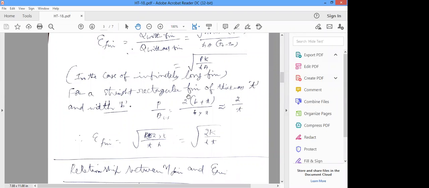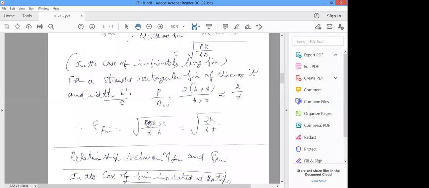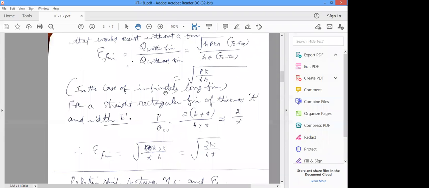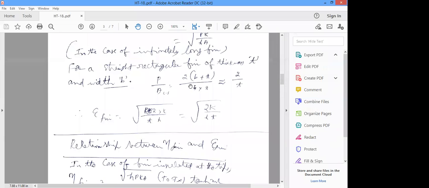For a straight rectangular fin of thickness t and width b, P by A, where A is the cross-sectional area, is equal to 2 into (b plus t) divided by b into t. Generally, if the thickness is very small compared to b, that is 2b by b into t, the b's get cancelled, approximately equal to perimeter by cross-sectional area.